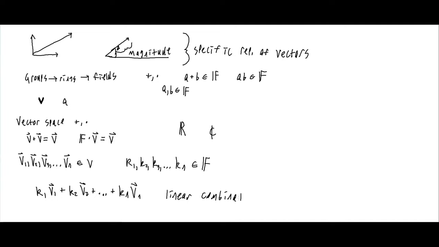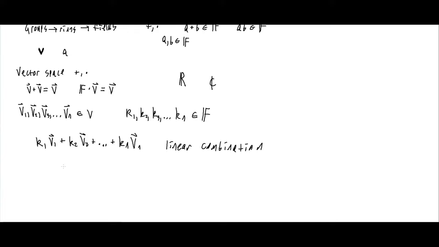And the set of all linear combinations of our vectors creates a subspace of our vector space. So we can say that U is this little subspace of our vector space, and U is spanned by v1 and v2, going off to vn. So we have these elements of our vector space, and when we take a linear combination of them, that creates a subspace of our vector space.